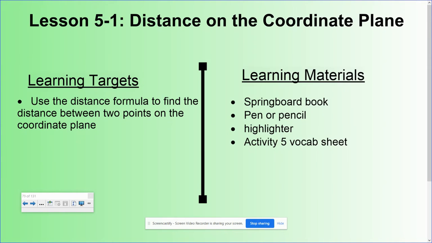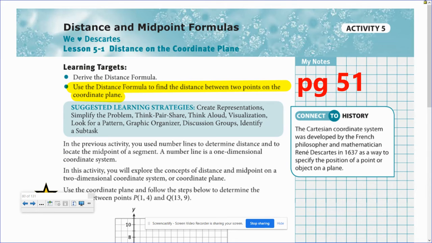All right, guys, today we are doing lesson 5-1, distance on the coordinate plane. So our goal today is to be able to use the distance formula to find the distance between 2 points. Make sure you have your Springboard book, something to write with, and your vocab sheet so you can put that distance formula in a safe place so you can reference it.